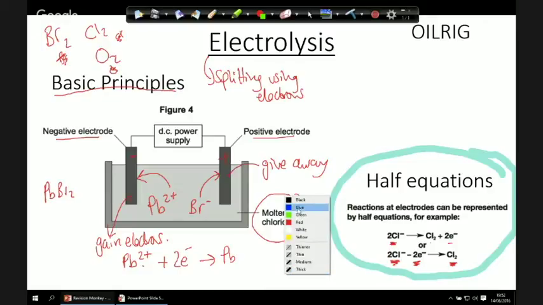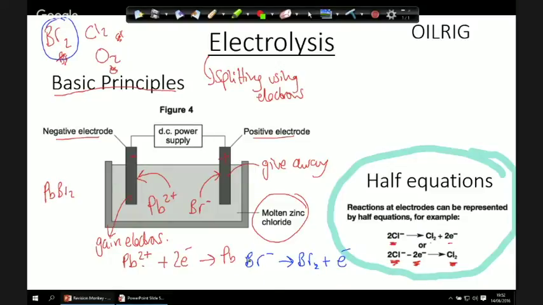So just to do the one in our example, we've got bromine, Br-, that would give away 2 electrons, so it turns into bromine, Br2, and you'd have electrons free. But just because we got this Br2, because we said up here always makes bromine, we need to balance it. So 2 Br- and 2 electrons there.